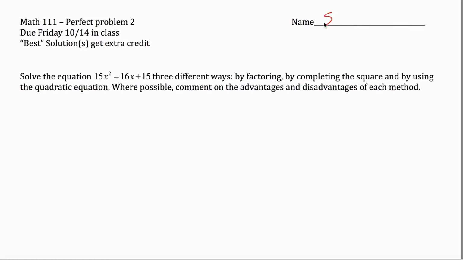All right, here are solutions to perfect problem 2 for Math 111, a fairly challenging problem. I give you this equation here, and what I ask you to do is solve it three different ways: factoring, completing the square, and using the quadratic equation. Because of the numbers I chose, none of those three ways are all that easy, but we'll figure it out. So maybe I'll just go in order. Factoring here.